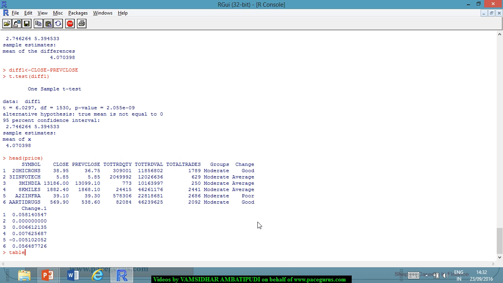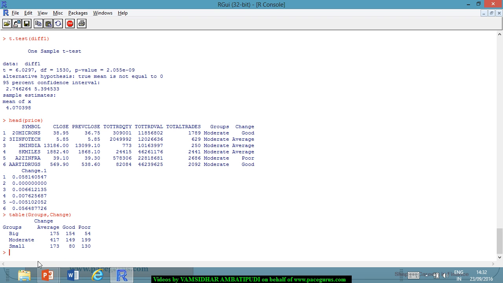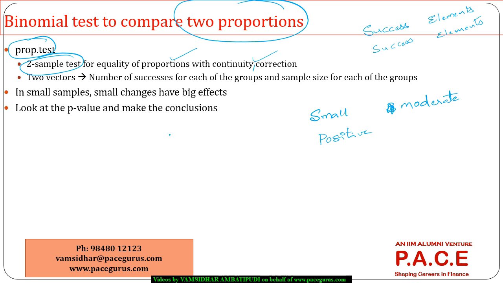So I'll create a small table first, right, wherein I'm taking groups, comma, change. So I'll get, okay, in this group, big, average is 175, good is 154, poor is 54. Whereas in moderate, 417 is average, 149 is good, 199 is poor. So that is how the groups and change are related. Now what I really want to see is the proportion of good, right? Is the proportion of good uniform across the small companies versus the moderate companies?